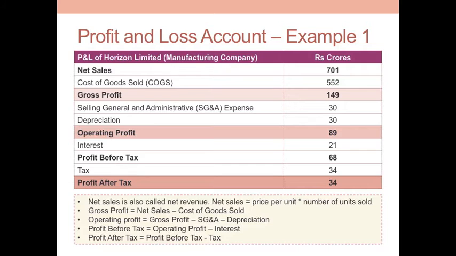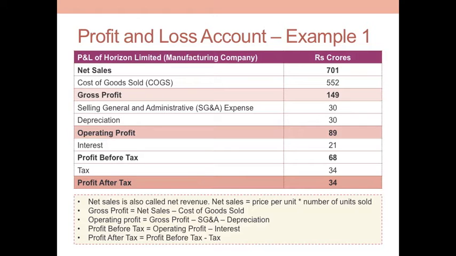Let's take a look at the profit and loss or P&L account of a manufacturing company. Let's say it's a manufacturer of mobile phones or handsets. The top line is net sales or the revenue of the business, which is essentially the price of one mobile phone into the number of mobile phones sold by the company. In this case, net sales is 701 crores.